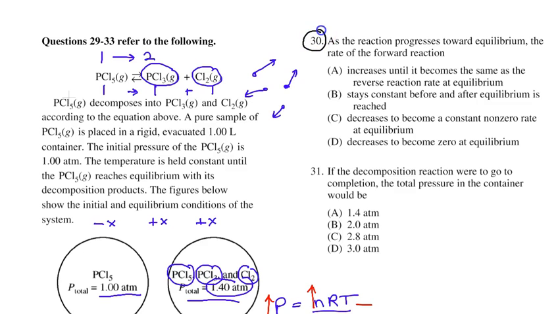Okay, number 30. As the reaction proceeds toward equilibrium, the rate of the forward reaction. Now don't confuse rate with delta G, okay? But we do know this.